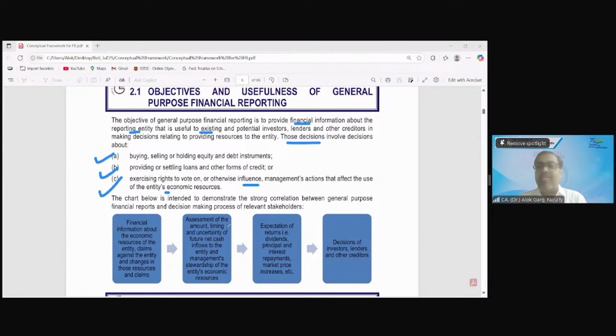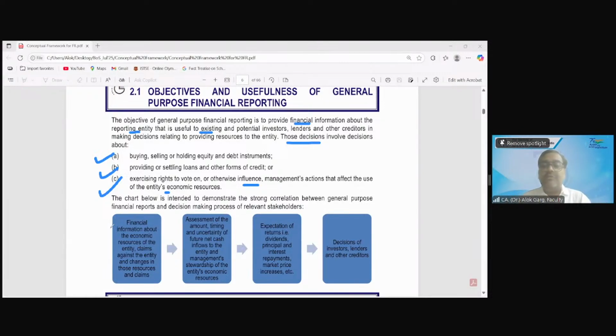What is meant by this in the framework? You will find the words economic resources and claims are used. What is the meaning of economic resources? What does it denote? It's asset. Economic resources means assets of the company. Claims means liabilities of the company. Claim means liability. You are right, Chitra. Economic resources means assets of the company. Claims means liabilities of the company. You are absolutely right.